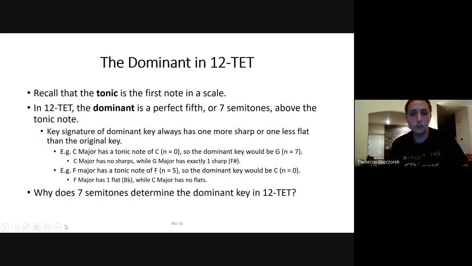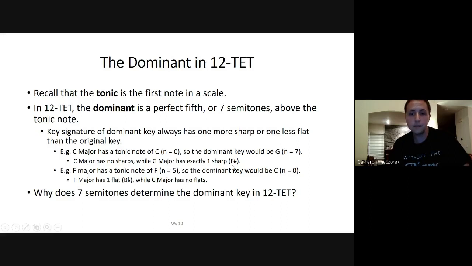Or it could work in reverse as well. Let's say you start with F major. F would be note number 0, 1, 2, 3, 4, 5. So n equals 5 is the tonic note. If you add 7 to 5, you get 12. But since we're working mod 12, subtract 12. And your dominant key, instead of calling it 12, would be 0, which represents the note C.